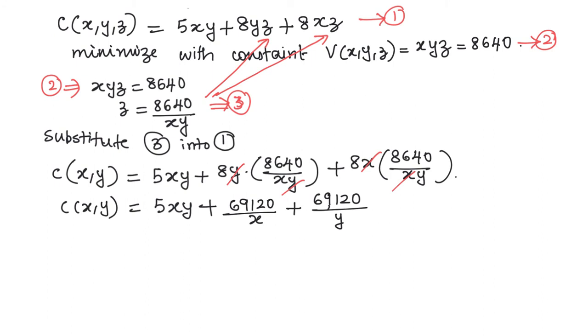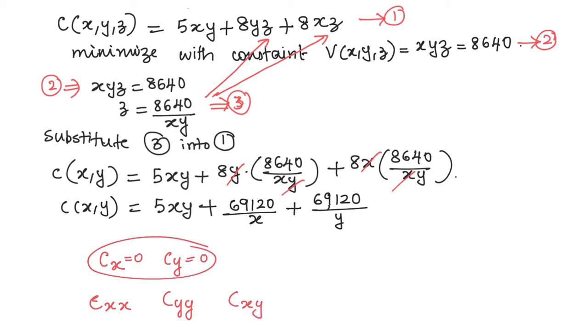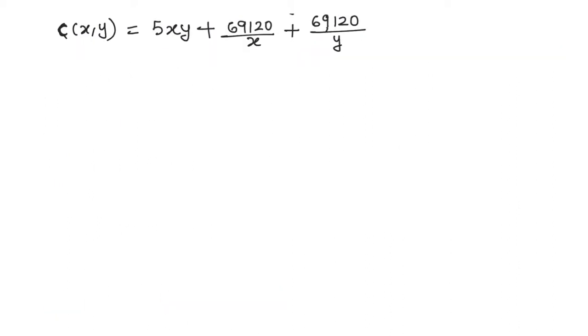We need to optimize this function using the D test. So you can find the first partial derivative and the second partial derivative at once, then find a critical value by setting these two equal to 0 and solve. Then multiply these two and subtract the square of this to find D. Find the first partial derivative with respect to x and with respect to y.